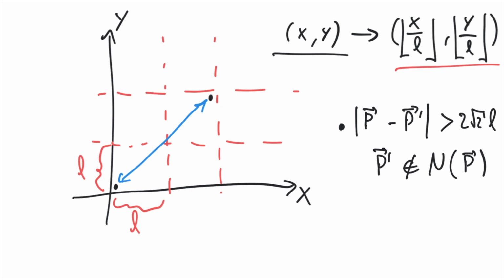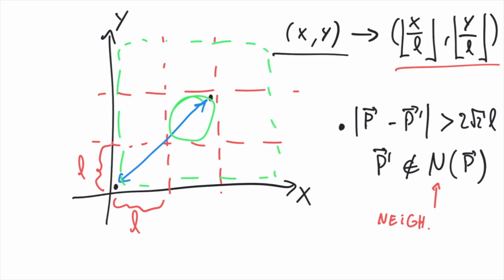So let me be explicit. The neighborhood function is such that it gives me all the points that are in a cell that is either my cell or the immediately adjacent cells. So, for example, the neighborhood of any point in this cell is any point that is on these cells here. So I'm counting also the diagonals. Then the property is that if 2 points are further apart than 2 square root 2 L, then they cannot be one in the neighborhood of the other.